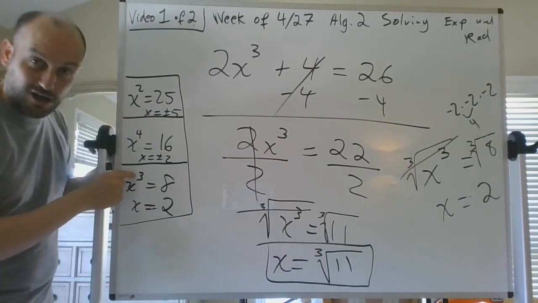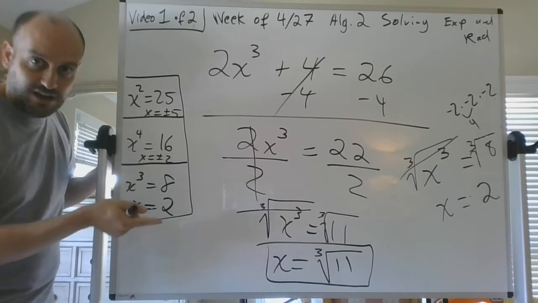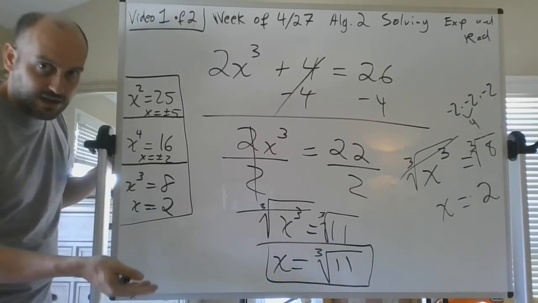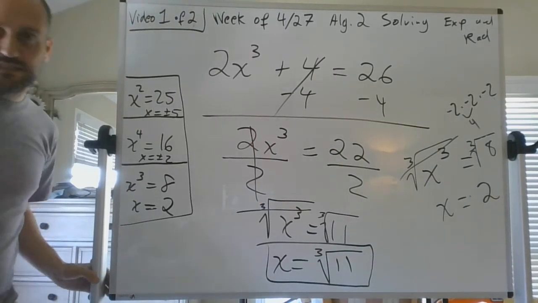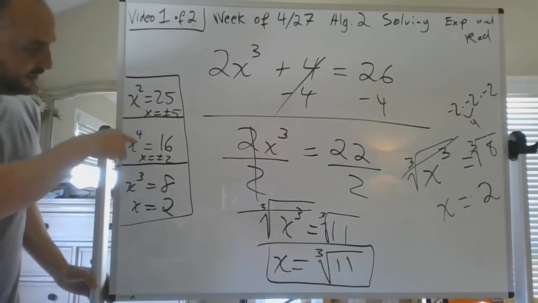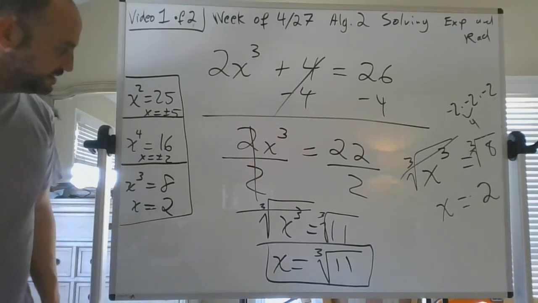But when it's an odd number, like 3, 5, 7, 9, and so on, it's only going to be one of the answers, either positive or negative, but not both. For even, it's going to be plus or minus.